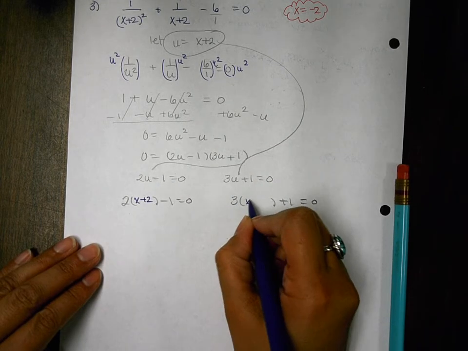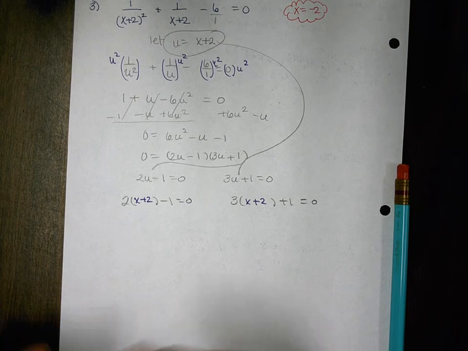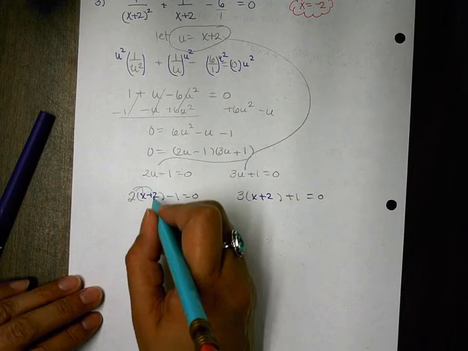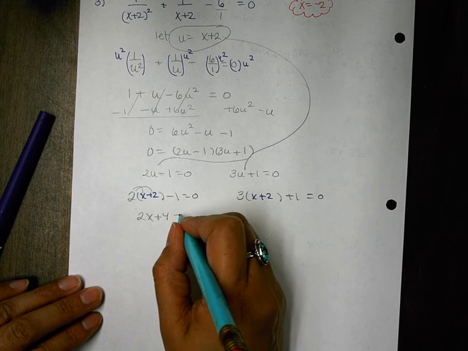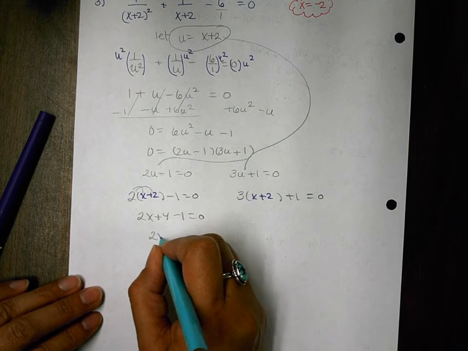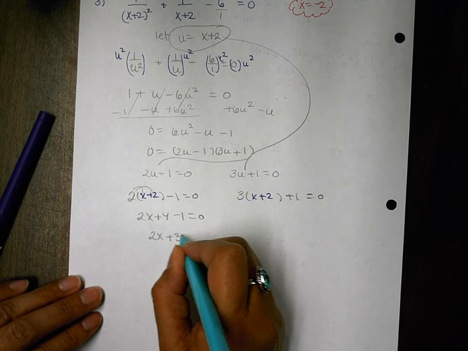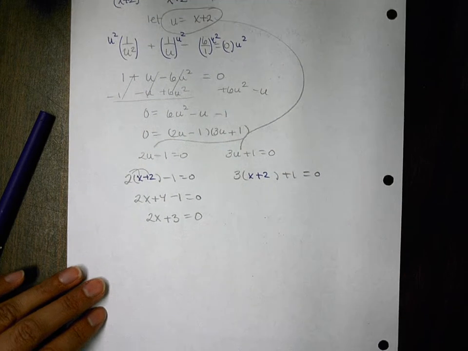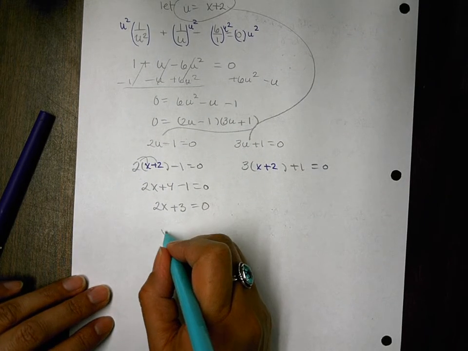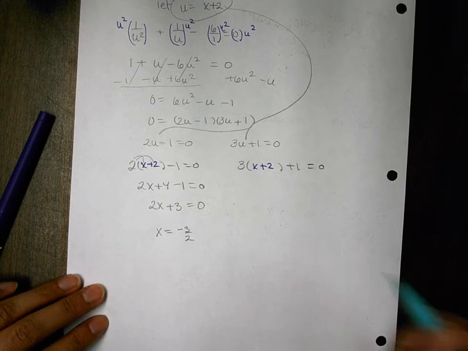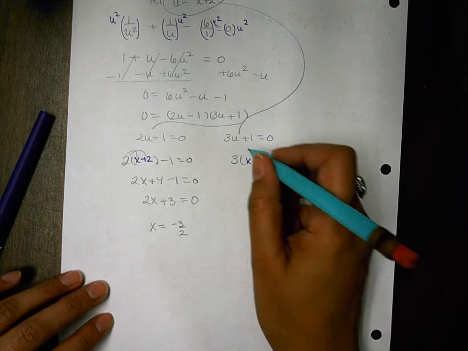And x plus 2. And yes, there's some like this on the test. 2x plus 4 minus 1 equals 0. 2x plus 3 equals 0. Subtract the 3, divide by the 2. X equals -3/2. All right, here I get 3x plus 6.